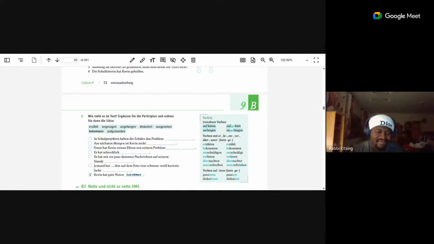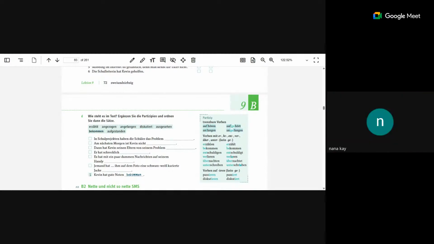When there are two verbs involved, we use the preposition to.